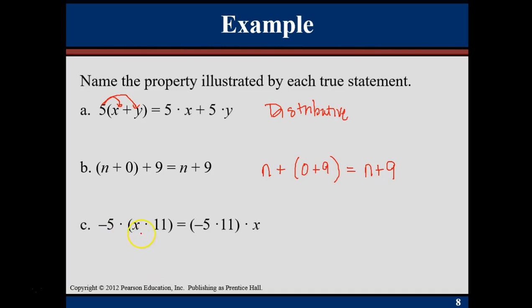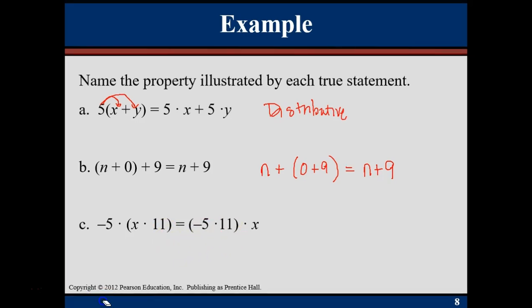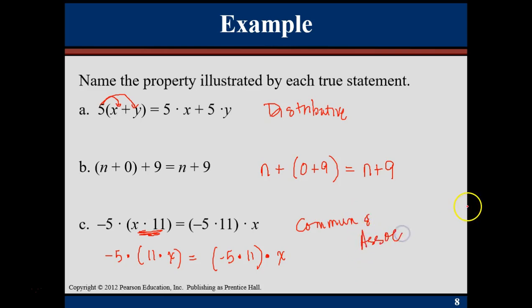-5 times the quantity x times 11, and now it's equal to -5 times 11 and then times another x. Well, this is a little sneaky. If I swap this order first in here, I get -5 times 11 times x. So that would be commutative property inside of the parentheses. But then I've also changed the parentheses, and I regrouped it and said -5 times the 11 and then times x. So this is commutative property and associative property for multiplication. So I have 2 there.